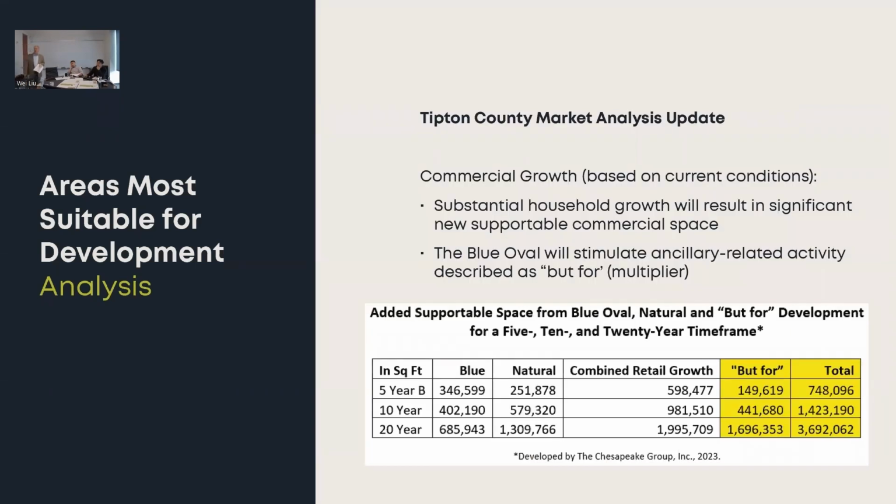Now for commercial growth, what you've seen again on the left, you've seen before, there's the but for on the right, and then the total new. So explain to me again what the but for is right there. Jonathan just asked about the but for. So but for is your multiplier.